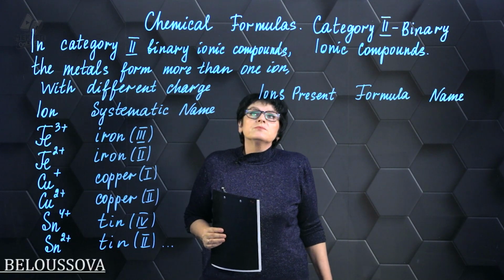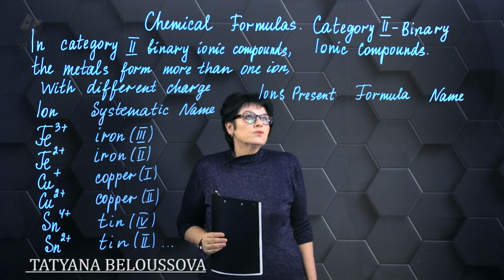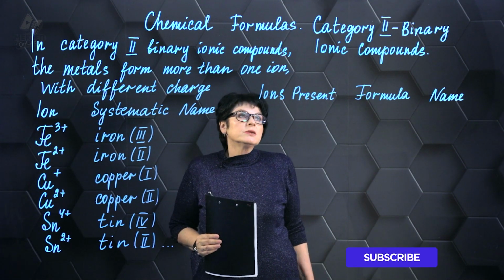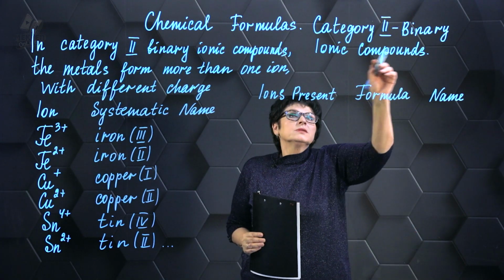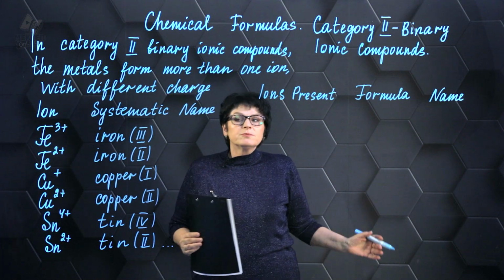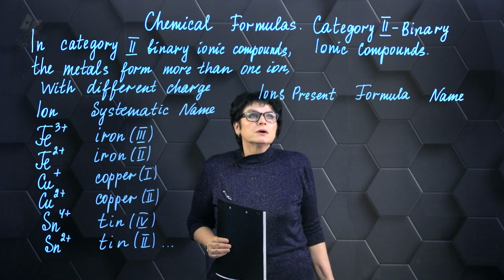Hello! Today we're going to keep on dissecting chemical formulas, and today we're going to learn how to compose formulas for substances of category 2. These are binary ionic compounds. What sets this group of elements apart for composing formulas?